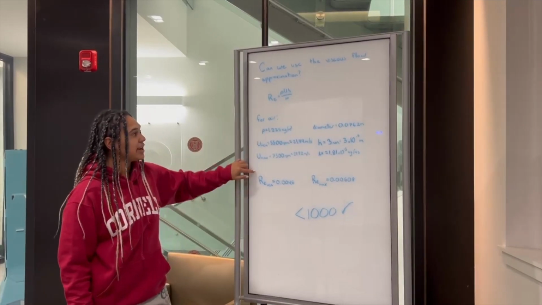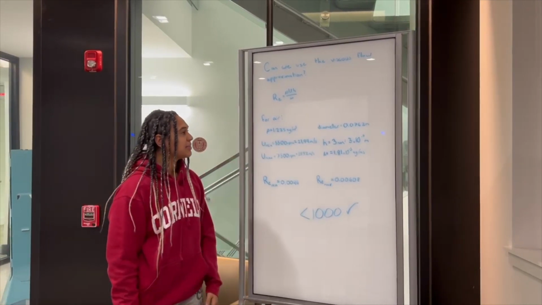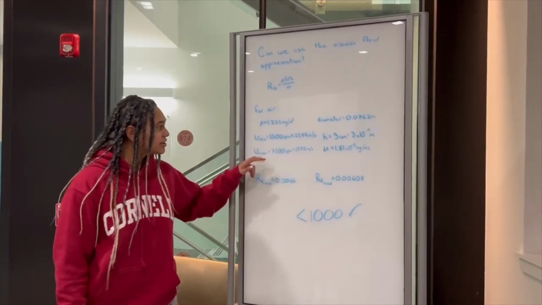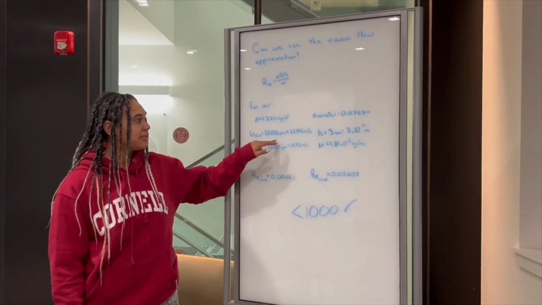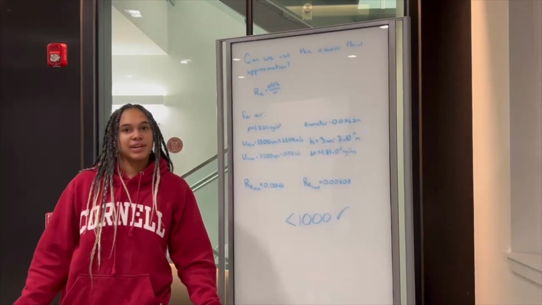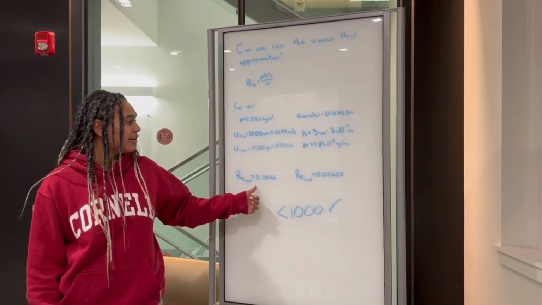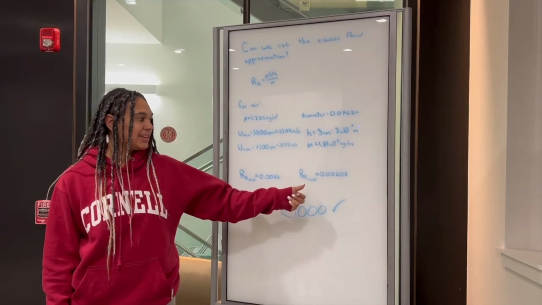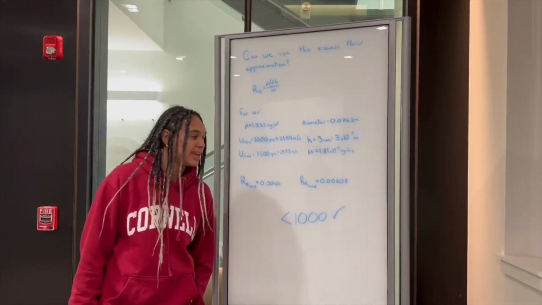These are our values for air. The diameter of our disk is about 3 inches. We use a minimum RPM of 5,500 and a maximum of 7,500. And those values give us a Reynolds number of 0.046 and then a maximum of 0.0608.